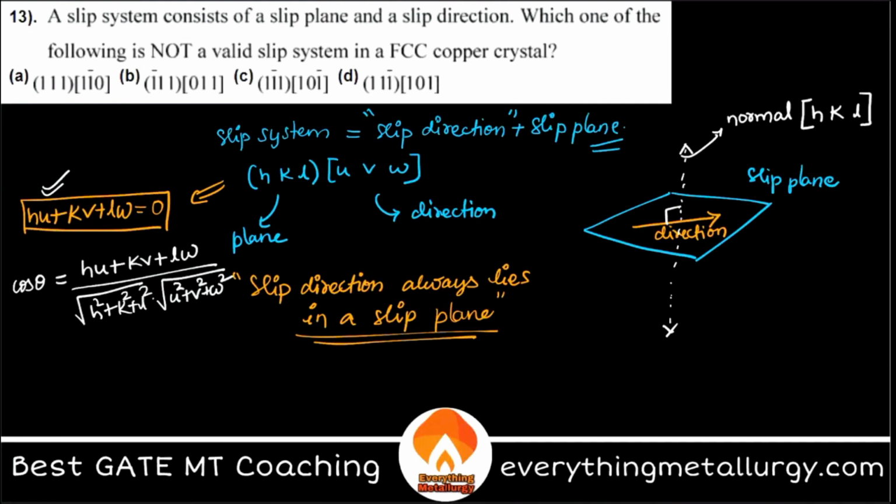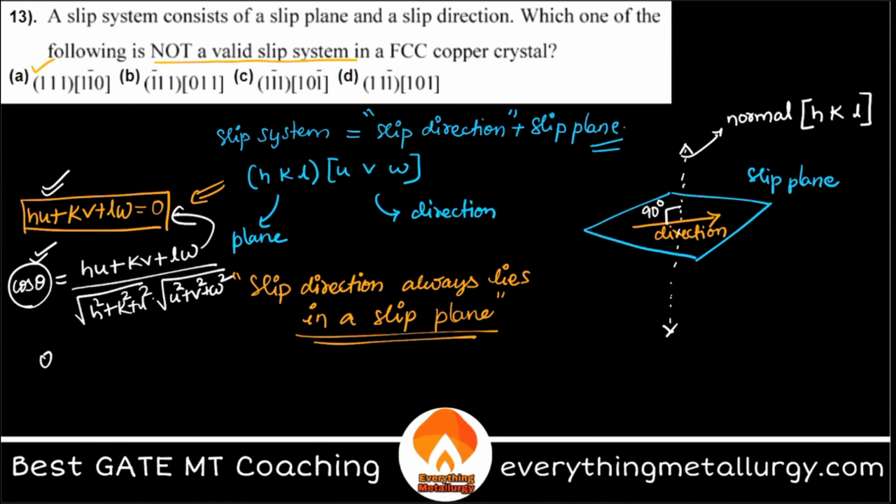So this is a simple problem. Here we said that the angle is 90 degrees, they are perpendicular. So if you take cos 90, it is 0. From here you get this particular condition, and on verifying you can see which one is not a valid slip system. They are asking which one is actually not a slip system.